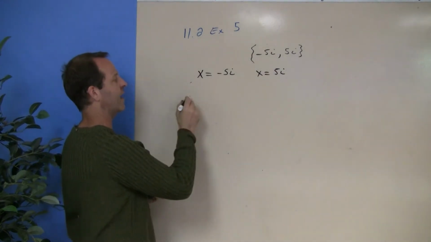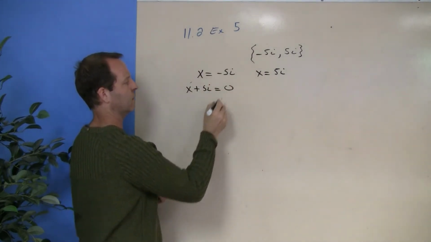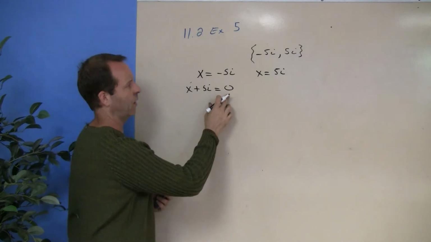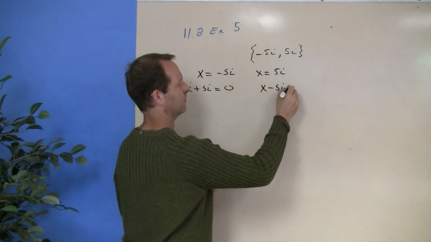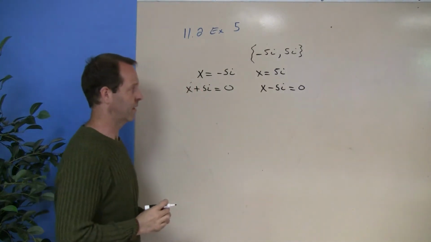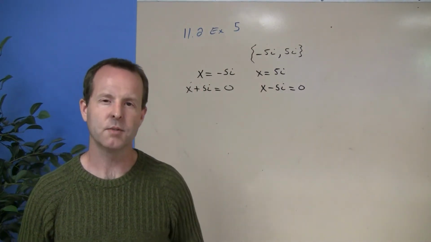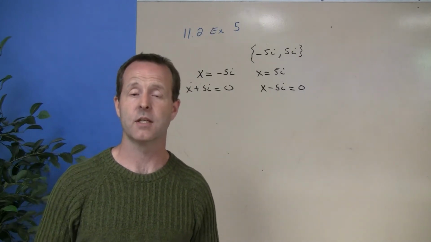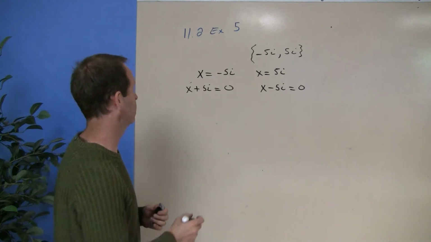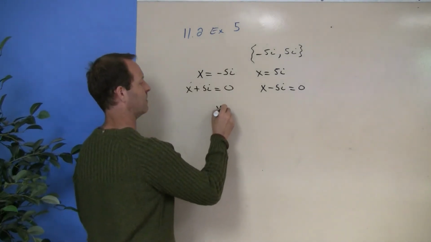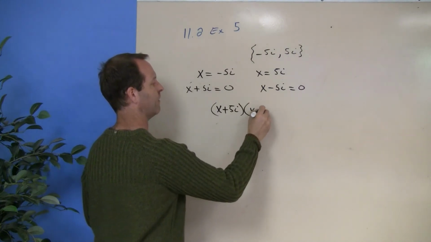Well, I'm going to add 5i to both sides in this first one, so it gets me something equal to 0. Over here I'm going to subtract 5i, equals 0. There are no fractions on this one, so I'm not worried about multiplying both sides of the equation by a number to eliminate fractions. So let's just stick with these, and those are my factors. One factor is x plus 5i, and another factor is x minus 5i.